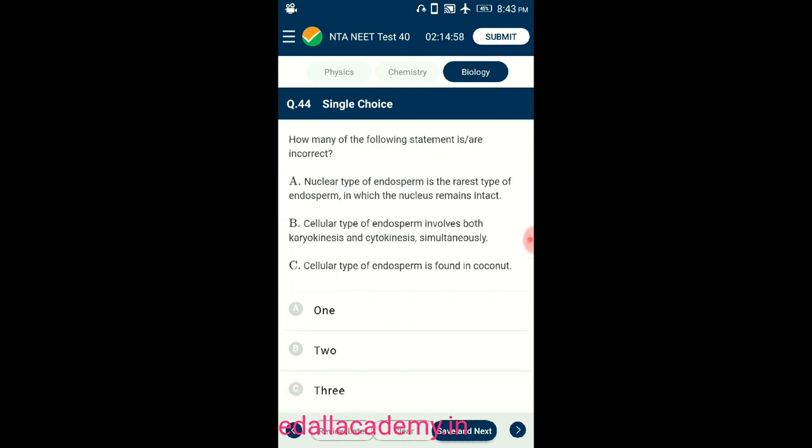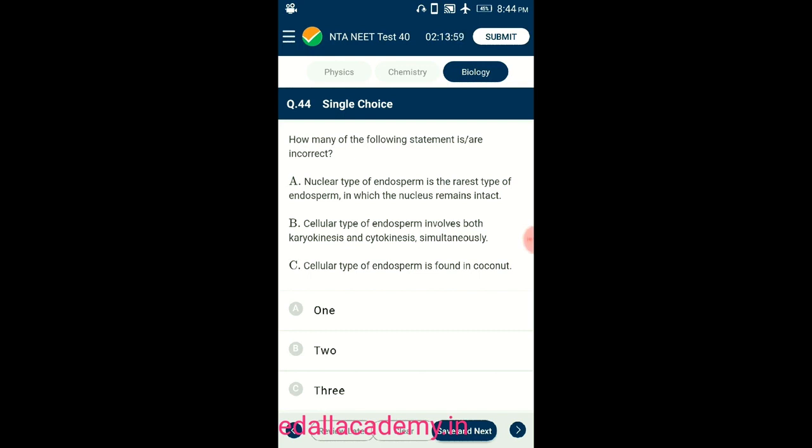Question number 44. How many of the following statements are incorrect? Here there are three statements. In the most common type of endosperm development, the primary endosperm nucleus undergoes successive nuclear divisions to give rise to free nuclei. This stage of endosperm development is called free nuclear endosperm. Is it the cellular type or the common type of endosperm development? The primary endospermic nucleus undergoes successive nuclear divisions to give rise to free nuclei. This stage is called free nuclear endosperm.